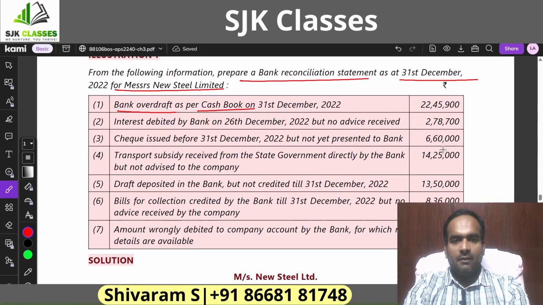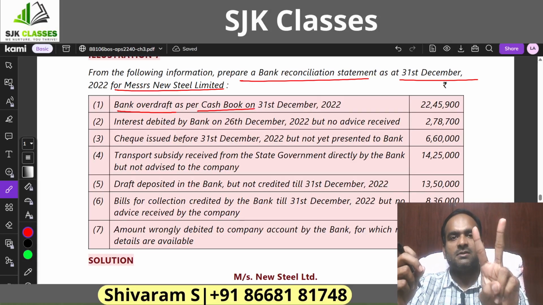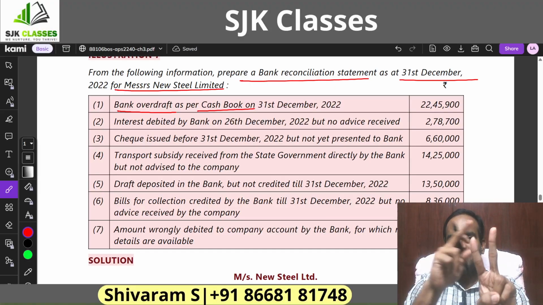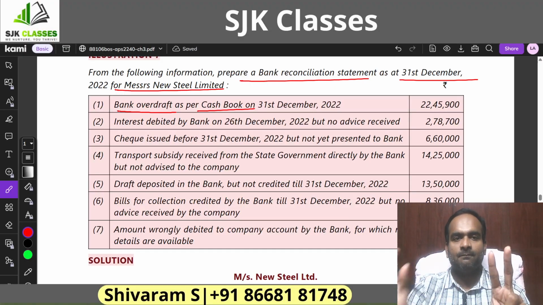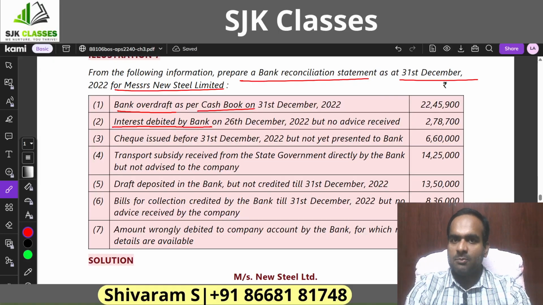Now let's get started. Interest debited by the bank. As I told you, once we have a transaction, we have to look for just 2 points. The first point is whether it's a receipt or a payment. The second point is in which book the impact is there. It's very easy. Interest debited by the bank, it's a case of payment. And the bank is in control of which book? Passbook. So this is a case of payment, and the impact is there in the passbook.